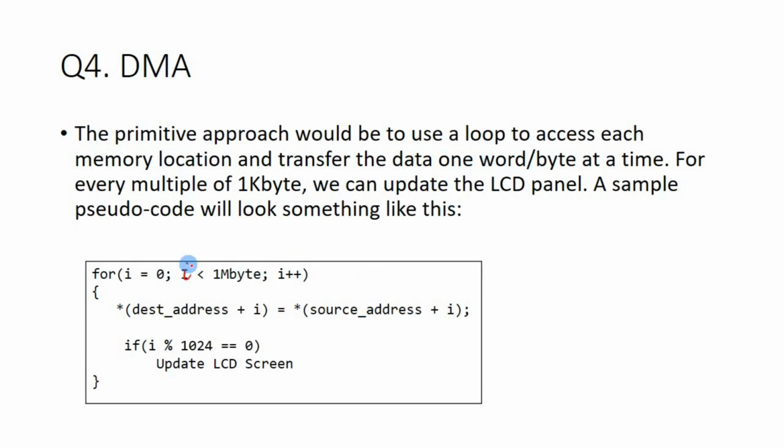Okay, so this is a small loop here. To basically put a loop where you access every memory location one by one, and you do a copy from the source to the destination, and every time you fulfill a multiple of 1 kilobyte, we update the LCD screen. So this is sort of how the pseudocode for this application would look like.